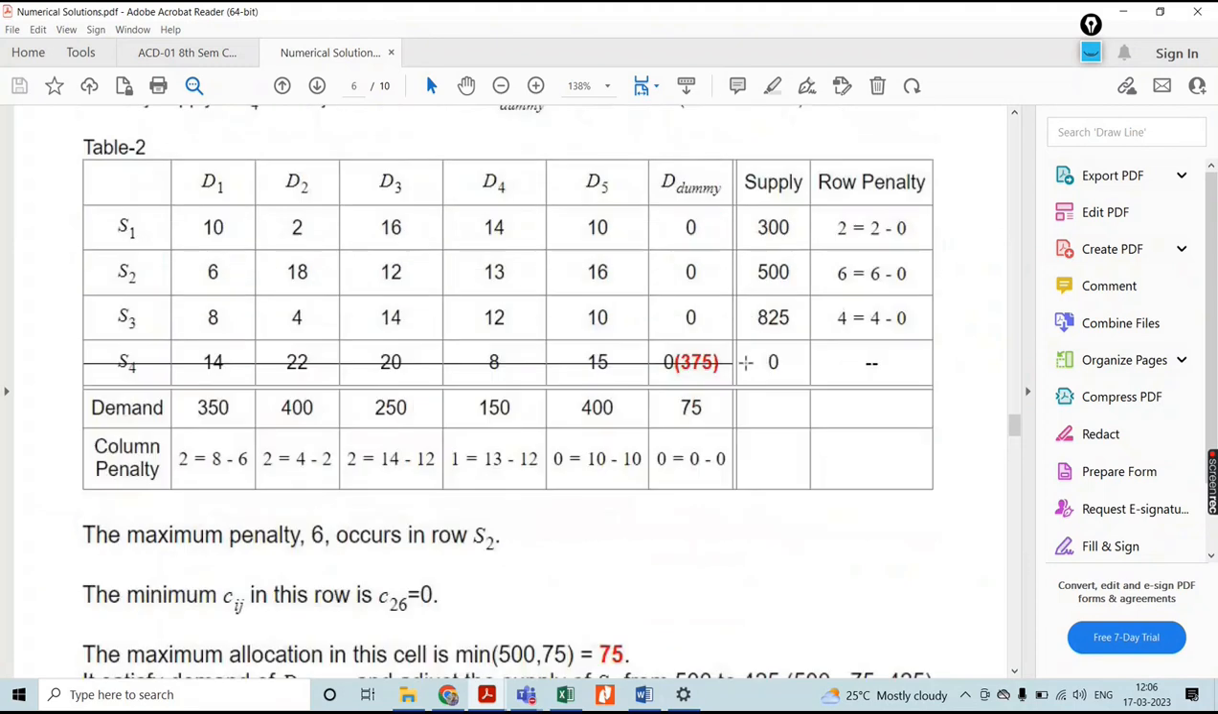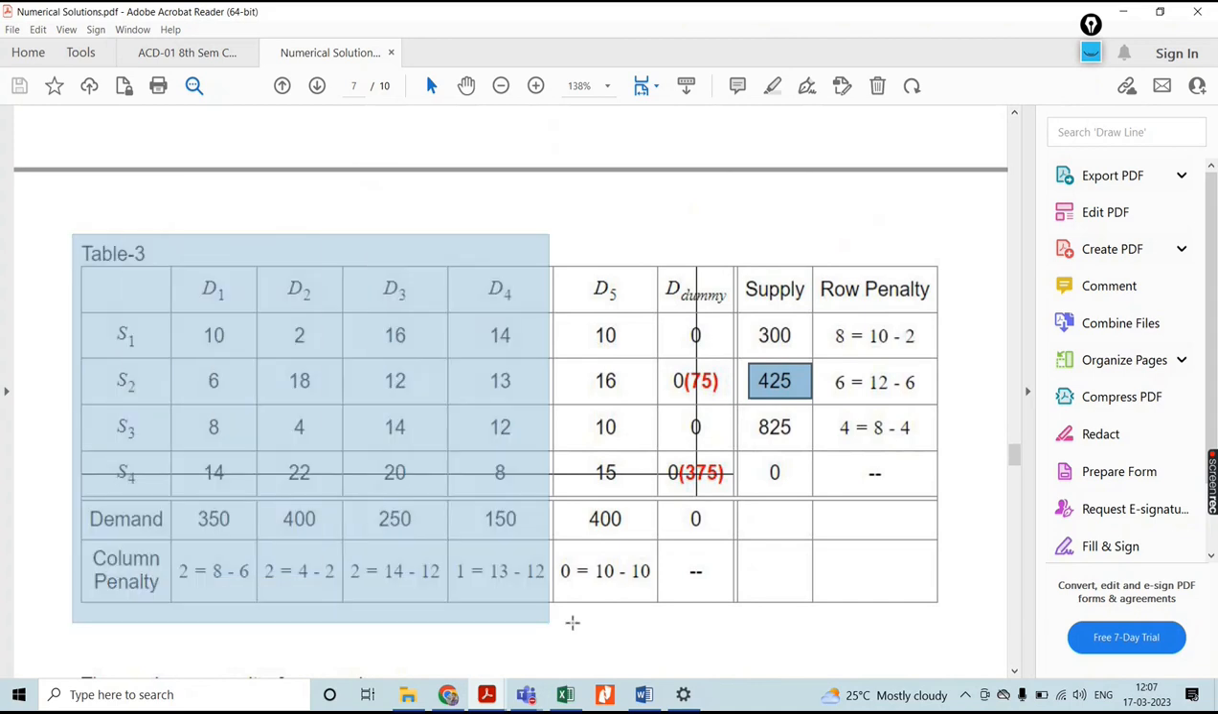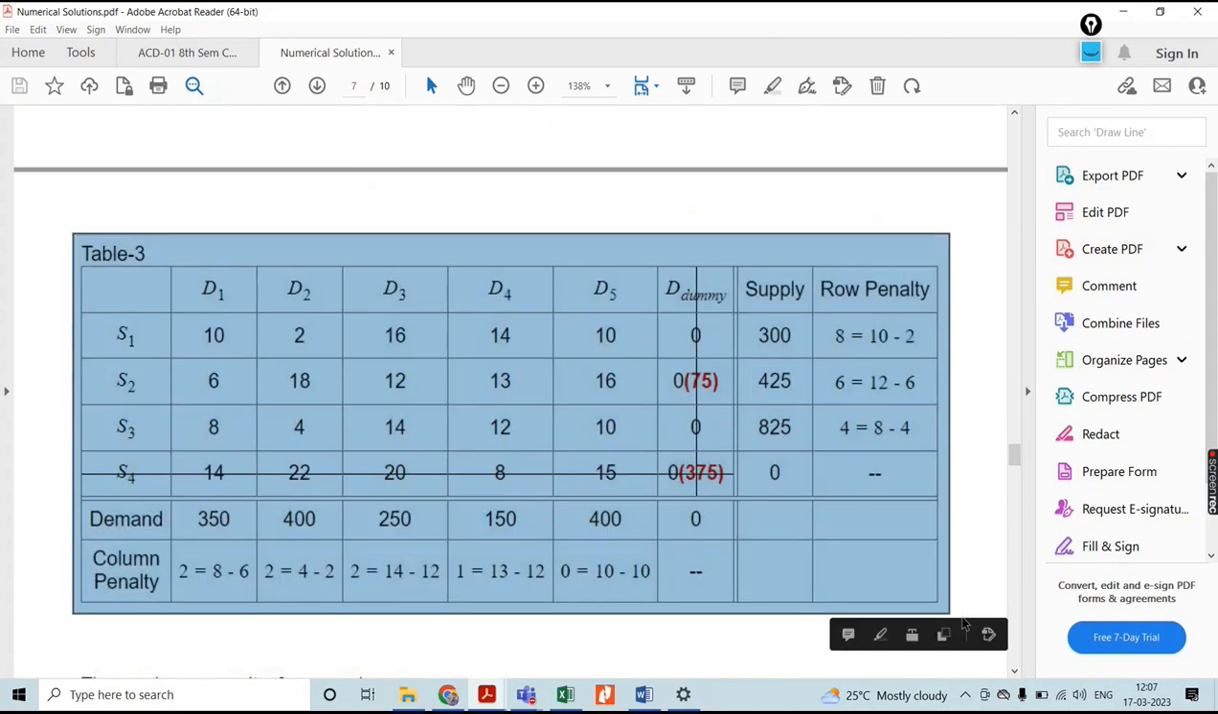Then total supply is how much? 500. 500 minus this 75, how much is it? That is 425. Then it becomes 0. The dummy column itself is deleted. Now this will become 0 itself. Any doubt on this? If you have any doubt, you can ask.